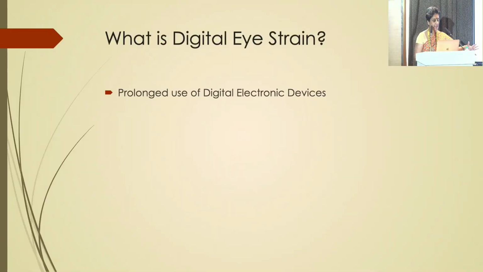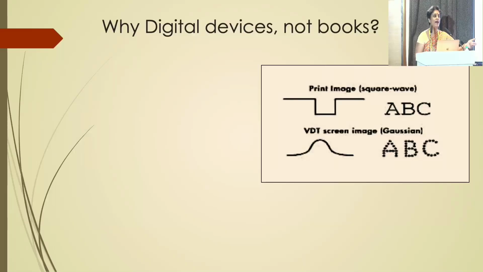So what is digital eye strain? It is the prolonged use of digital electronic devices. Now, why do we say digital devices? Why not a paper or a book? Because a paper or a book has a continuous print which is even, whereas digital devices are pixelated. Every pixel has a sharper area in the center and a periphery which is blurred. So the blurred area causes a greater stress on the focusing mechanism.